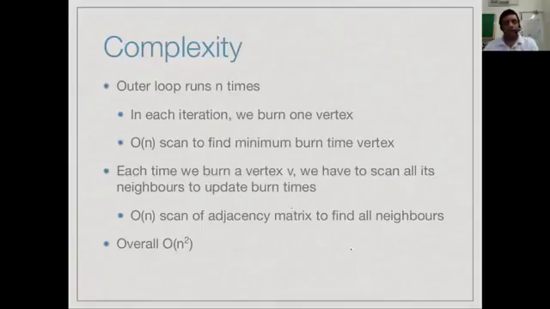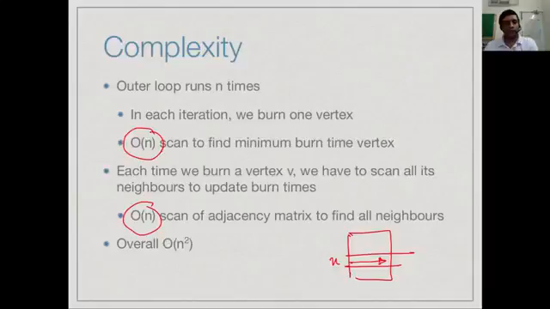Now, if we have an adjacency matrix, as we have seen, then if we are going to burn U now, in order to find its neighbors, we have to scan the row for U in the adjacency matrix. So this will take order n time. So we have an outer order n, and inside we have two order n things independent of each other. One is to find the minimum unburnt vertex to burn next, and second is to update all its neighbors. Because we have this order n thing inside an order n loop, overall it is order n square.